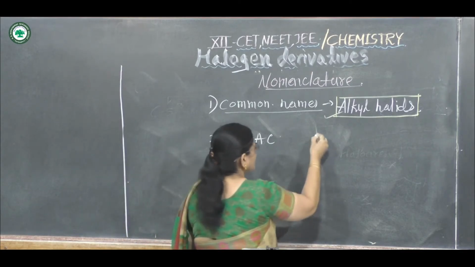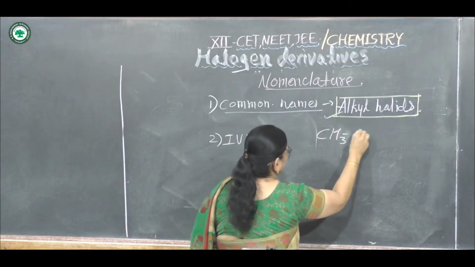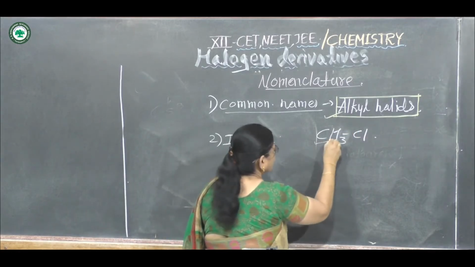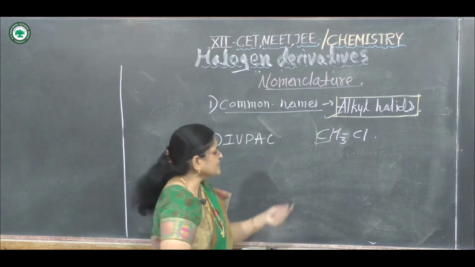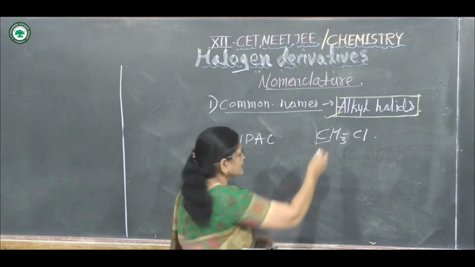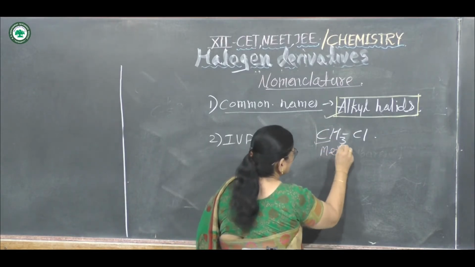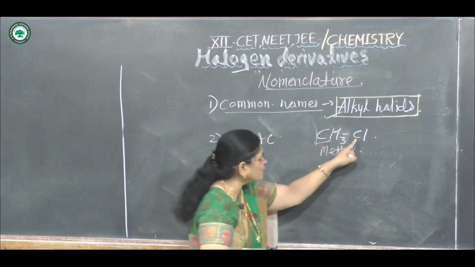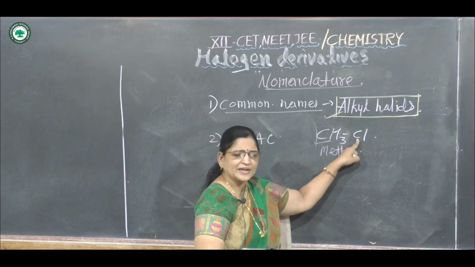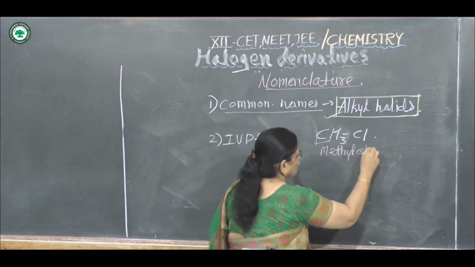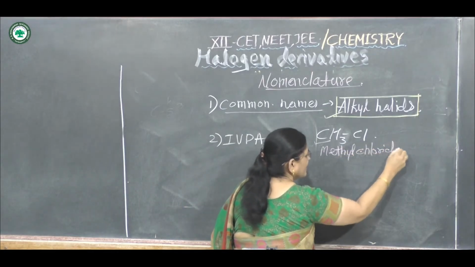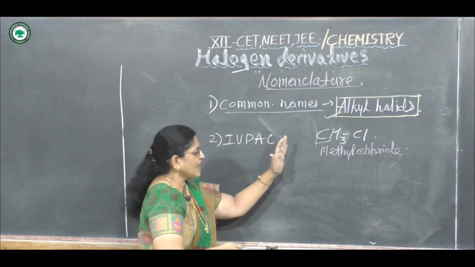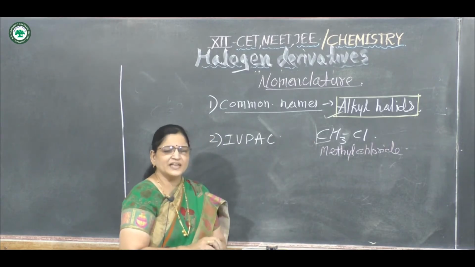For example, suppose CH3Cl. In this, which is the alkyl group? This is the alkyl group. What is the name of this alkyl group? It is methyl, so write methyl first. And which is the halogen atom, the halide group here? There is a chlorine atom, hence write chloride. Methyl chloride. In this way, it is very simple to write the common name of an alkyl halide.